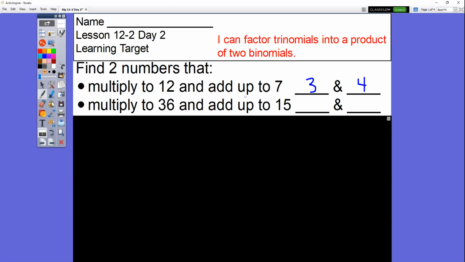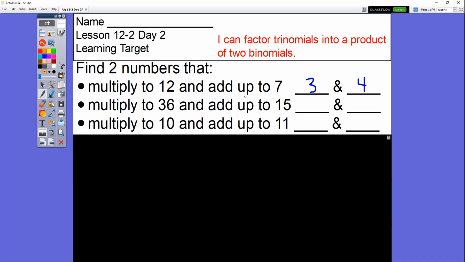Think of two numbers that when you multiply them together, you get 36, but when you add them together, you get 15. Go ahead and type your answer to the chat right now, please. Yep, I see a lot of correct answers. I see one wrong answer. It is 12 and 3. All right, 12 times 3 is 36, but 12 plus 3 is 15.